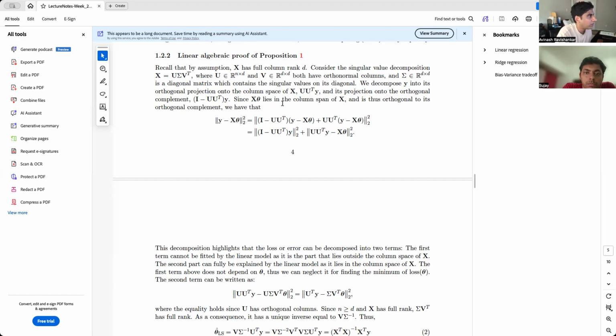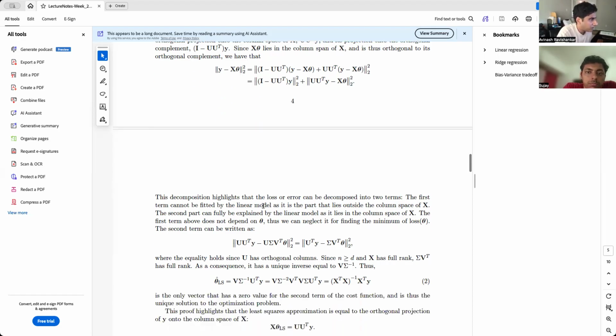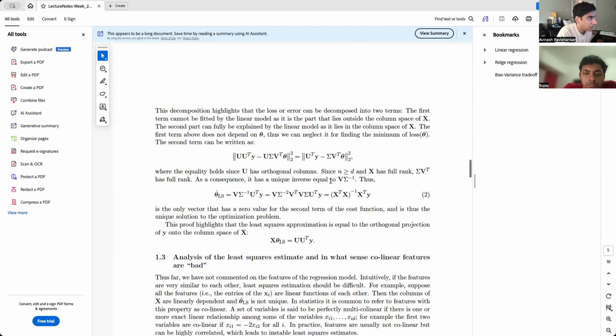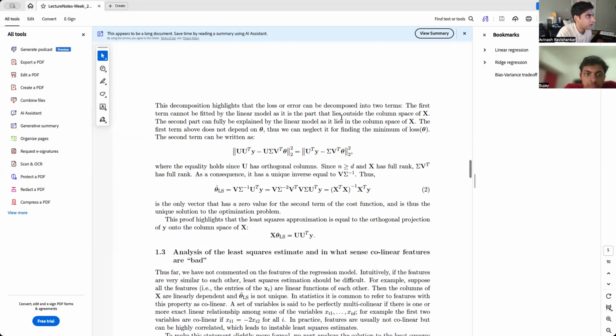Okay, perfect. Keeps going, simplifying. The decomposition highlights the decomposed terms. The first term cannot be fitted by the linear model, as it is the part that lies outside of the column space of X. This is that Pythagorean theorem projection kind of idea. Okay. So you look at the span of the features and then find the closest point. So drop a perpendicular from your response to the span. Got it.